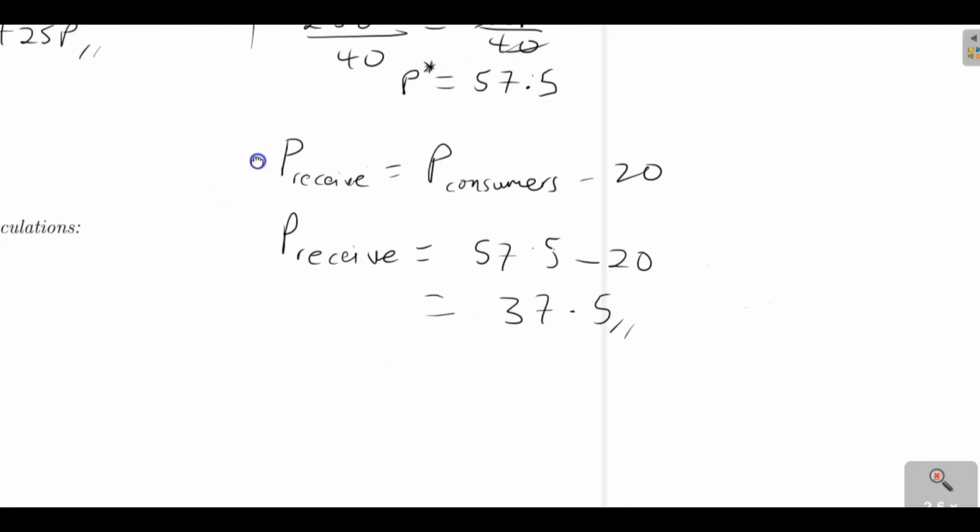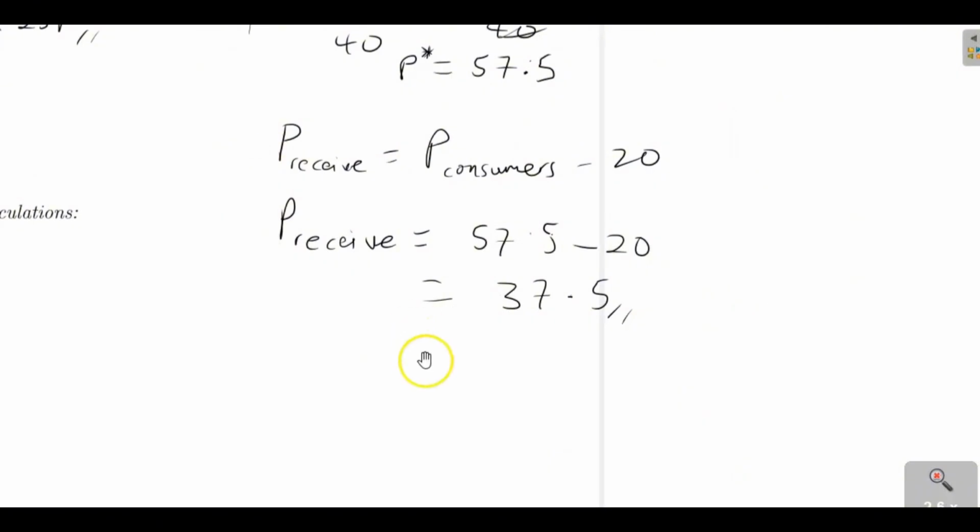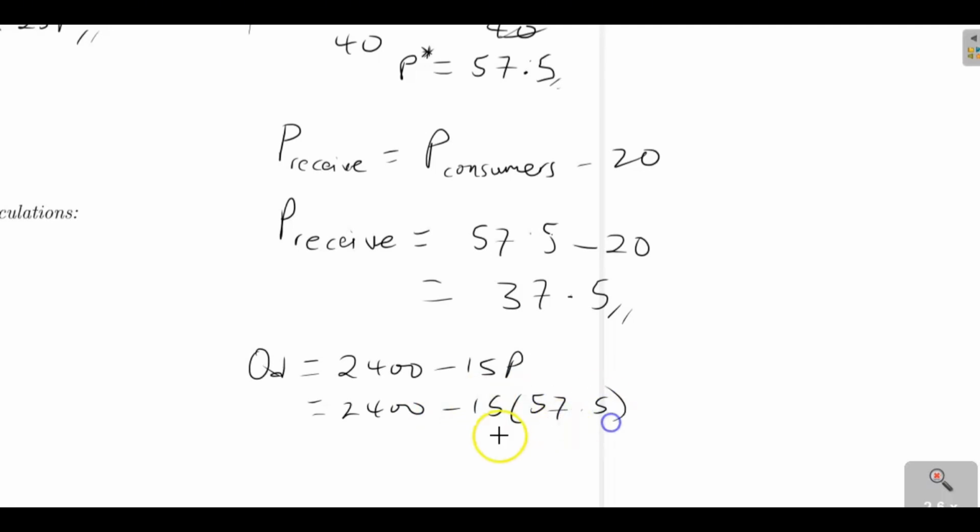Alright, so what we are going to do is substitute the equilibrium price that we found, which is 57.5, into any of the functions that we have. The other time I placed it in the supply function. This time around I'm going to put it in the demand function. We know that the demand function is 2,400 minus 15p, where p is the new equilibrium price, which is 57.5.